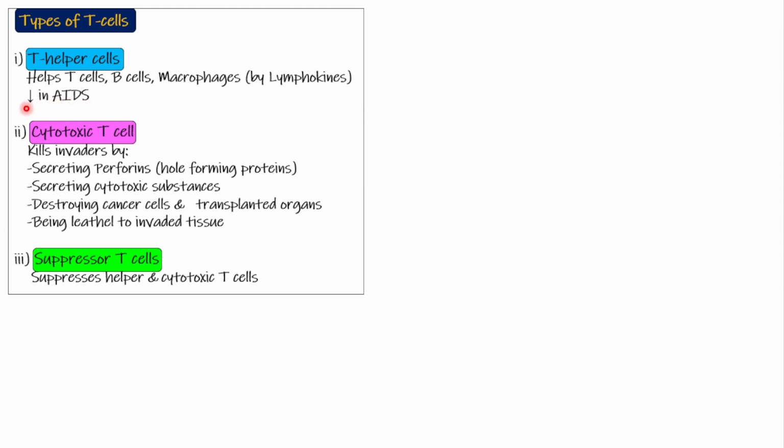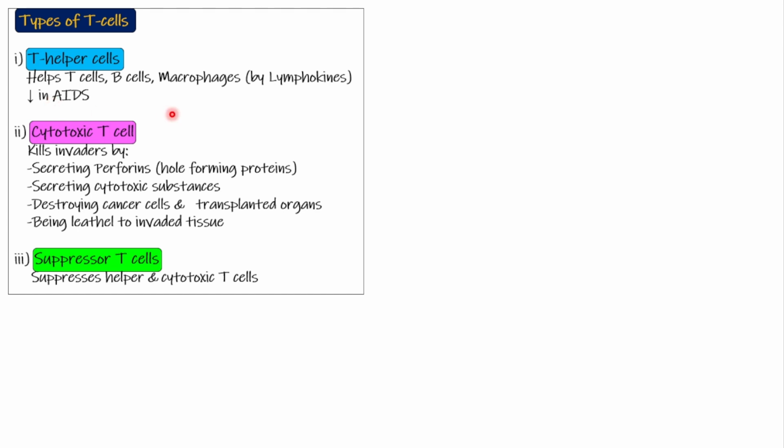In AIDS, there is a decrease in the number of T helper cells. That's it. There is no other problem. And when the T helper cells are decreased, it will result in a decrease in the function of every single thing. The macrophages, the B cells, the cytotoxic T cells, the suppressor T cells, everything is no longer being helped by helper T cells. And when they're not being helped by helper T cells, then it is a big thing. Then any foreign body, any infection can turn into a lethal infection. So that's why T helper cells are the most important.